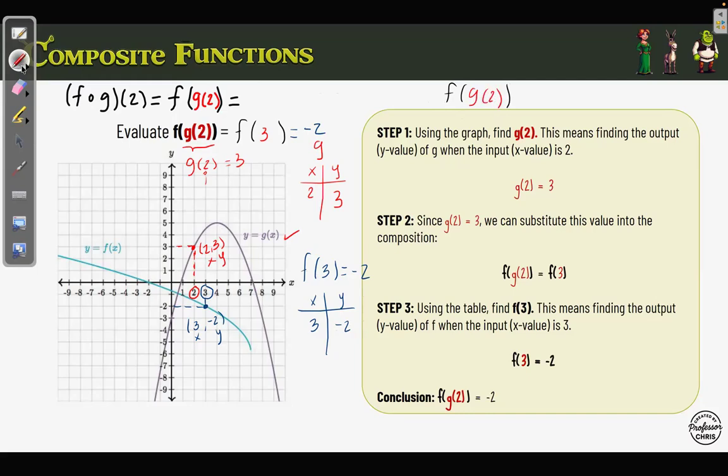And the resulting value, the final output of all of that process, which is connecting the input to an output on function g, and then jumping into function f with whatever we got as the output, the final answer is simply minus 2.